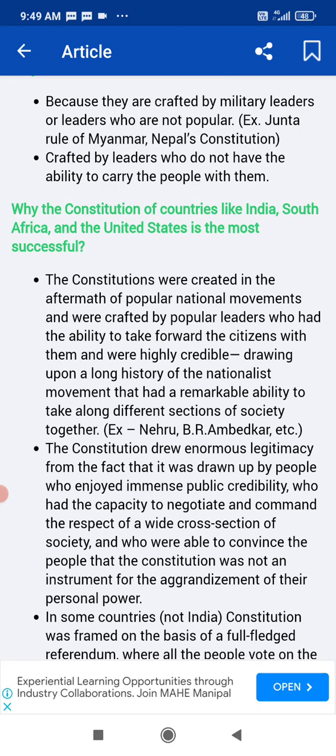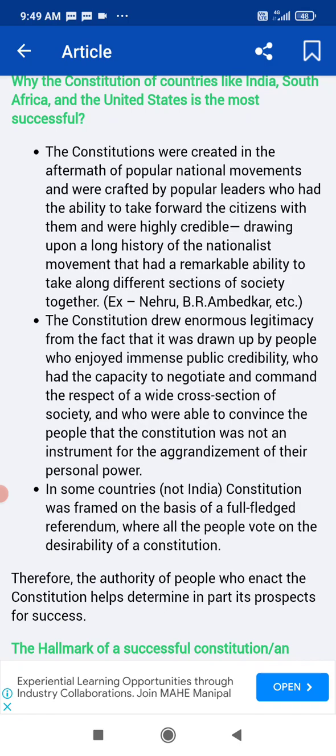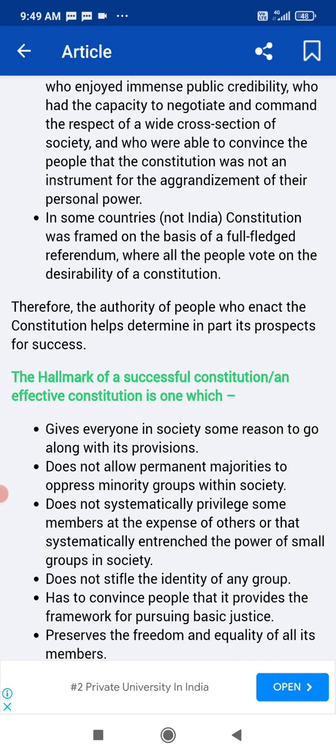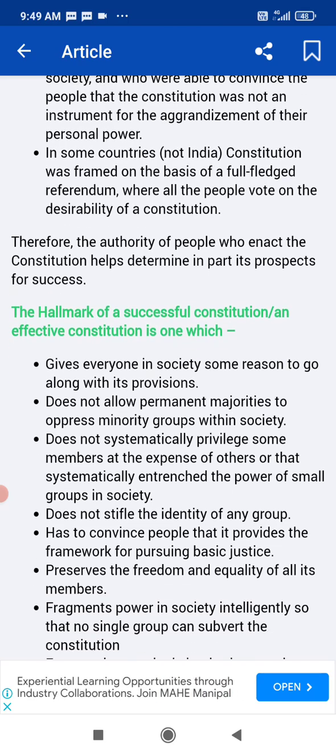The constitution drew enormous legitimacy from the fact that it was drawn up by people who enjoyed immense political credibility, who had the capacity to negotiate and command the respect of a wide cross section of society, who were able to convince the people that the constitution was not an instrument for the aggrandizement of their personal power. In some countries, not India, the constitution was framed on the basis of a full-fledged referendum where all the people vote on the desirability of a constitution. Therefore, the authority of the people who enact the constitution helps determine in part its prospects for success.